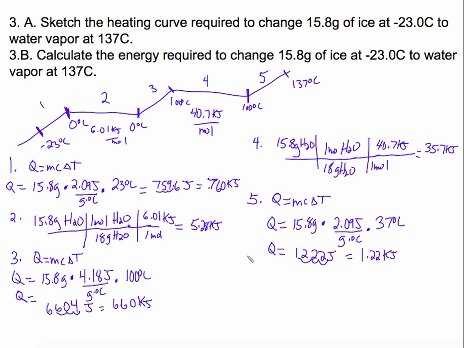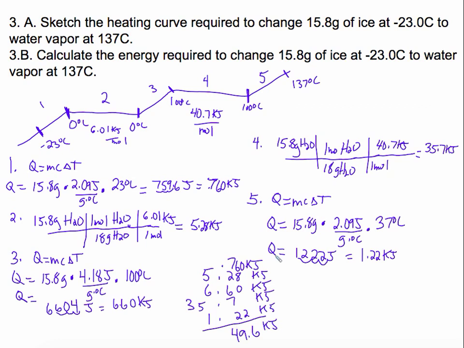Right now, once you have all 5 steps done, you just need to add them together. So you're going to add together 0.760 kilojoules from step 1. For step 2, 5.28 kilojoules. Step 3 was 6.60 kilojoules. Step 4, 35.7 kilojoules. And step 5, which is 1.22 kilojoules. You add all that together, and I believe you should get somewhere around 49.6 kilojoules. That would be the answer.